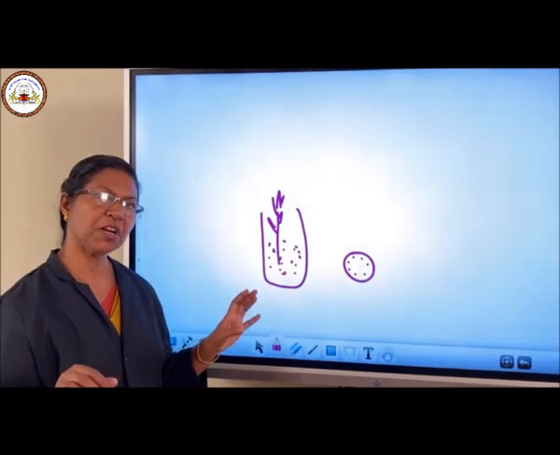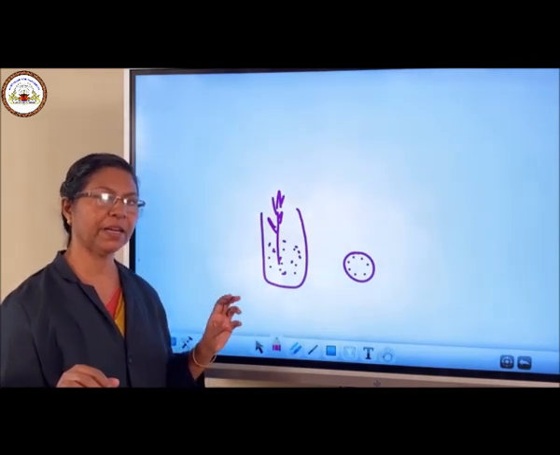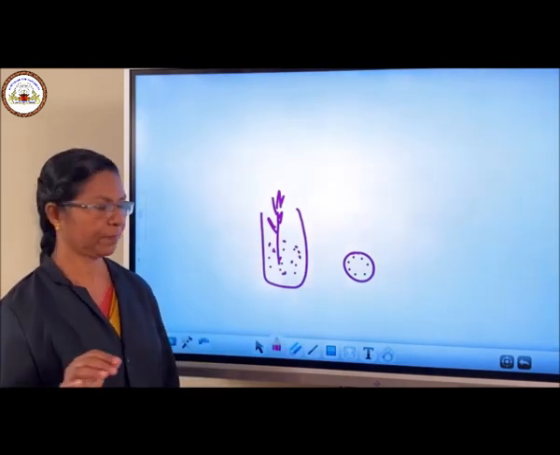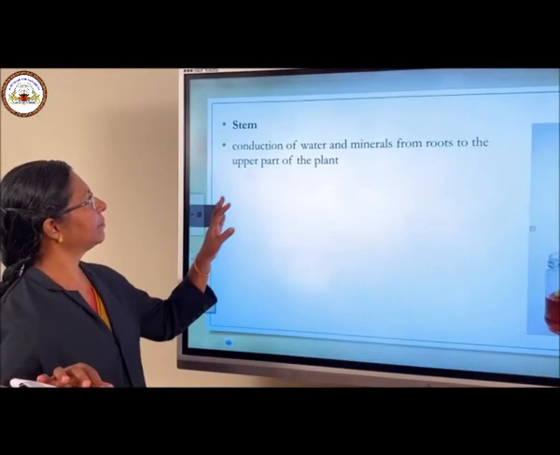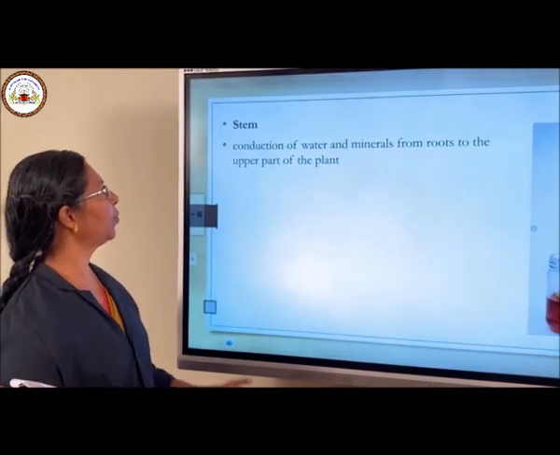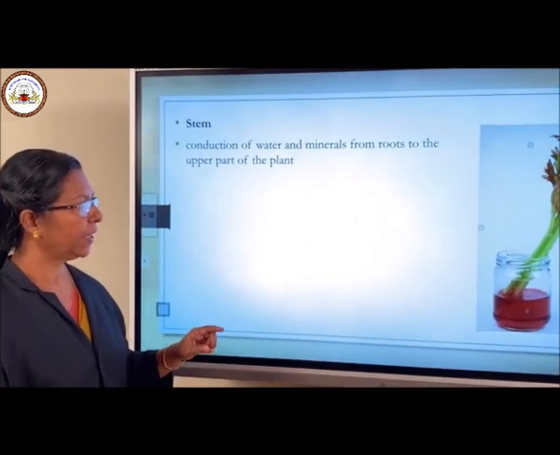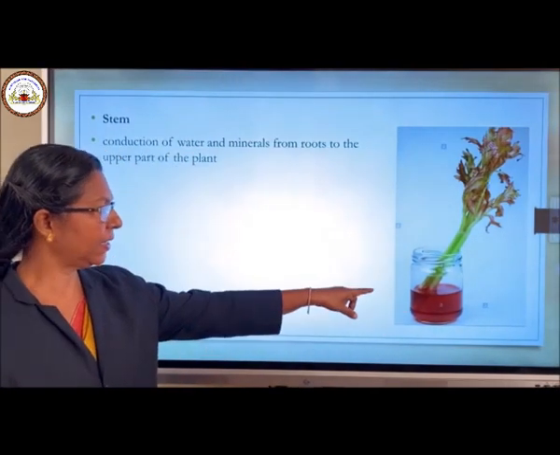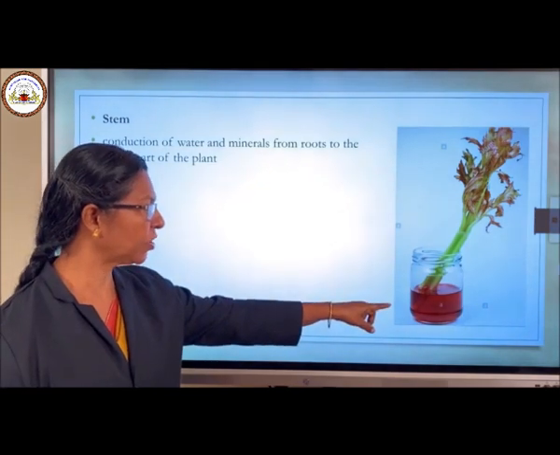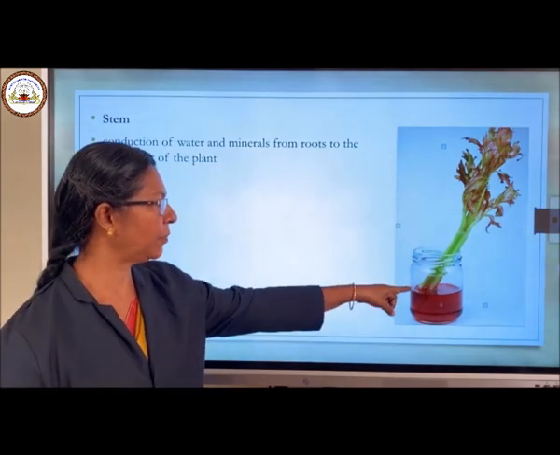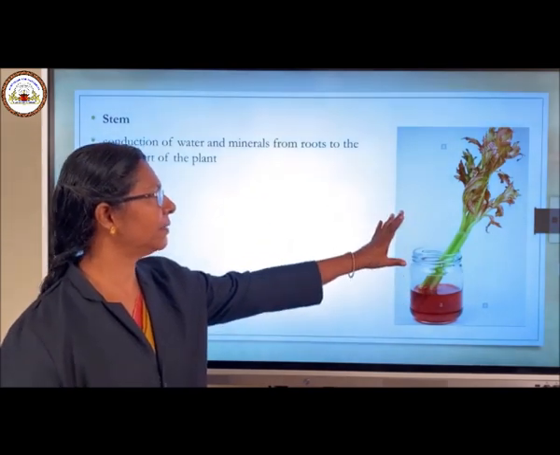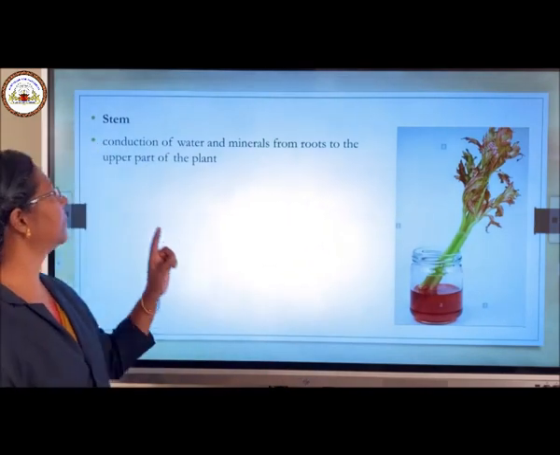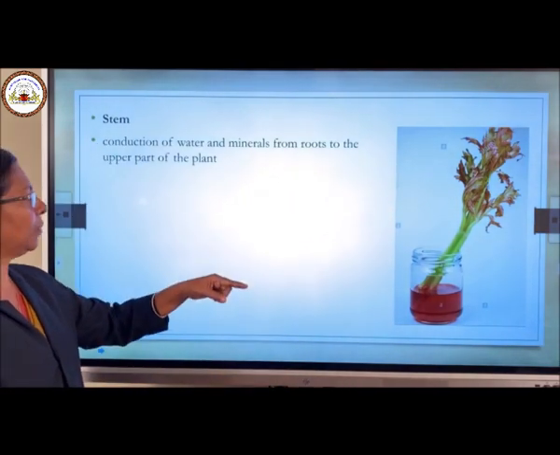So what is the function of stem? Stem conducts water and minerals from root to all the other parts of the plant body. So the function of stem is the conduction of water and minerals from roots to the upper part of the plant. Now we can see the experiment what I told now. So here we have taken red colored water in a glass, and inside that we have to keep a shrub. Then we can see that it has changed into red color because the stem conducts the water and minerals from roots to upper part of the plant.